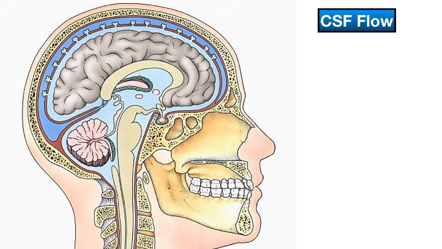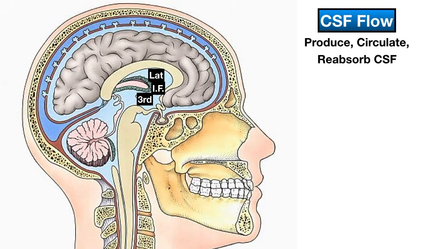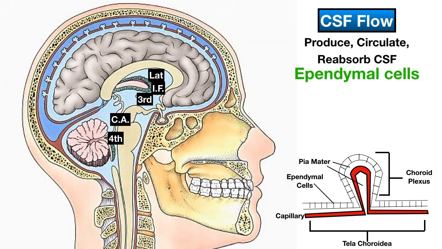Let's wrap this up by talking about cerebrospinal fluid, or CSF. Like we said at the beginning of the video, the function of the ventricles is to produce, circulate, and reabsorb CSF throughout the central nervous system, which includes the brain and spinal cord. So we've got another sagittal view here, and just to refresh our memory, we've got the lateral ventricle, interventricular foramen, third ventricle, cerebral aqueduct, and fourth ventricle. The walls of the ventricles are lined by ependymal cells, and there are certain regions within each ventricle that are lined by a double layer of pia mater and are highly vascularized. These are known as the tela choroidea.